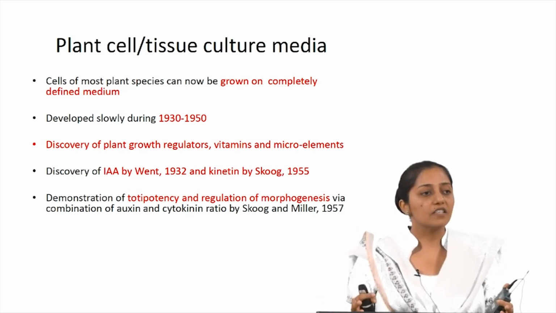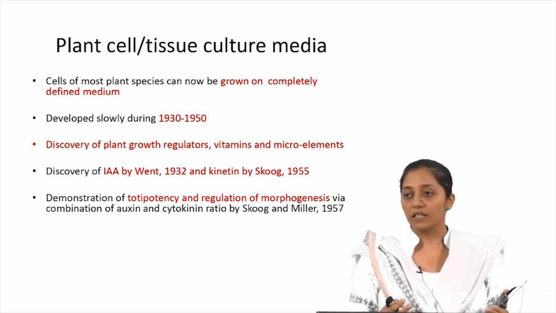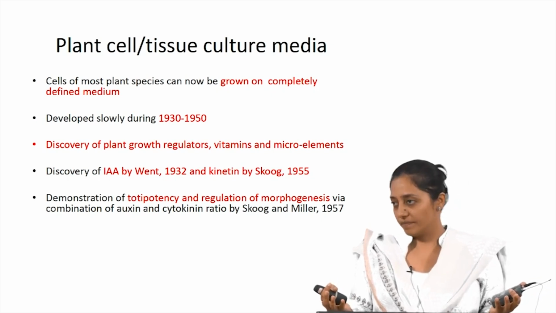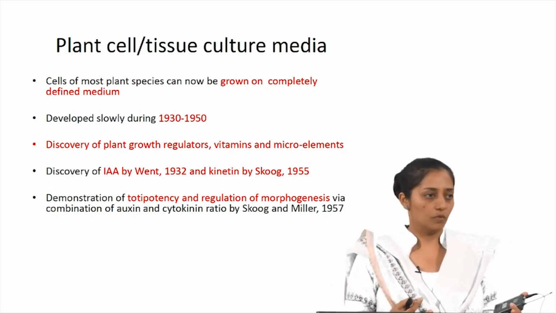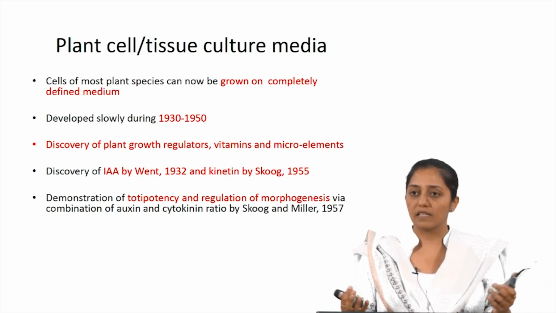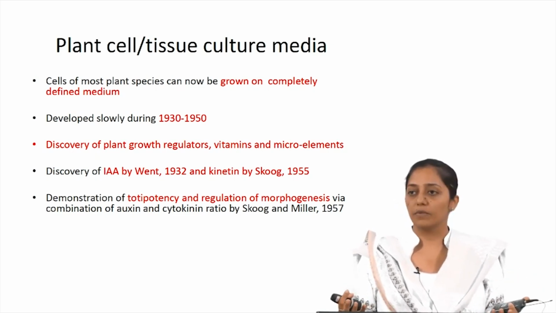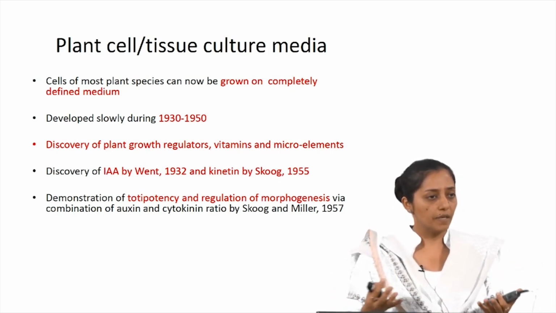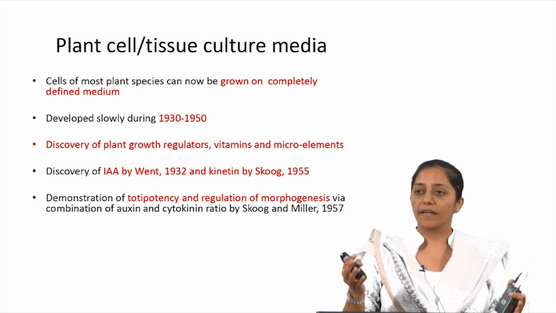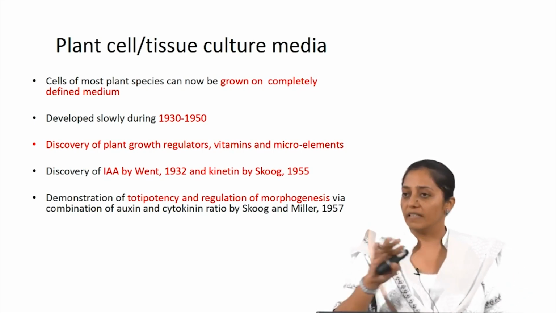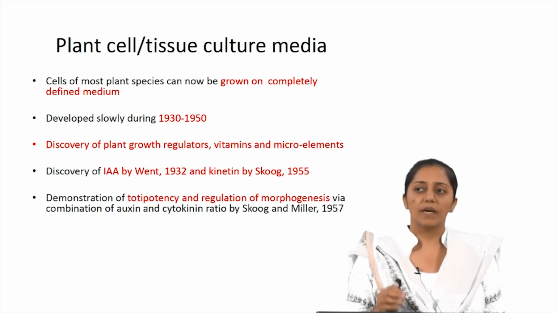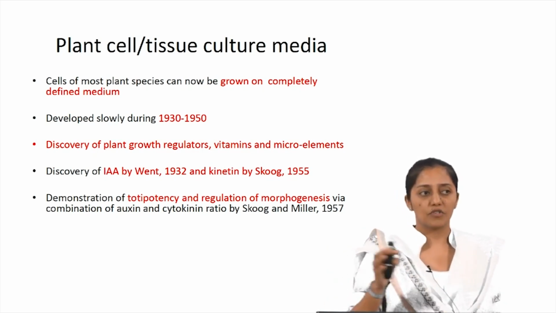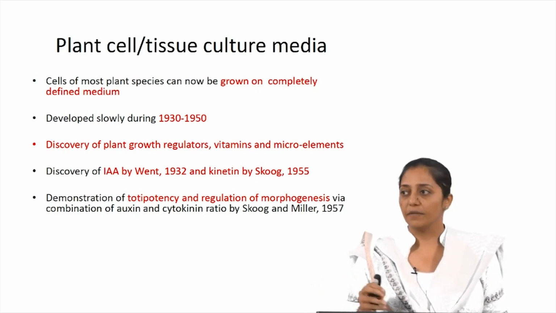Why do you think there was a need to change? Anyways, you see that living organisms grow so well in complex media, isn't it? The same was the case here. Coconut milk was being used very nicely. Juices and extracts were found to be working well. But in the 1930s to 50s, there was a shift, and now we are at a stage where you can find ready-made media, but they are completely defined media. Why do you think there was a need to shift from a complex to a well-defined media?